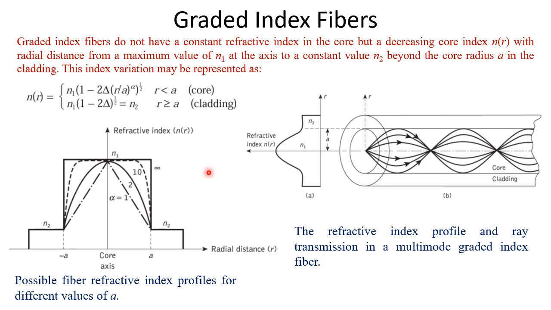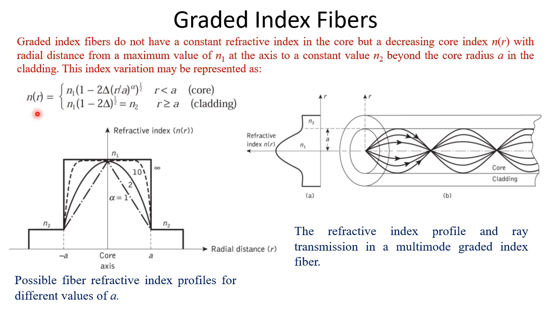Now we have a graded index fiber. This is another kind of fiber which is completely different from the step index fiber. For step index fiber, we have N1 throughout the core and we have N2 throughout the cladding. It is changing from N2 to N1 in a step fashion or staircase fashion, right?